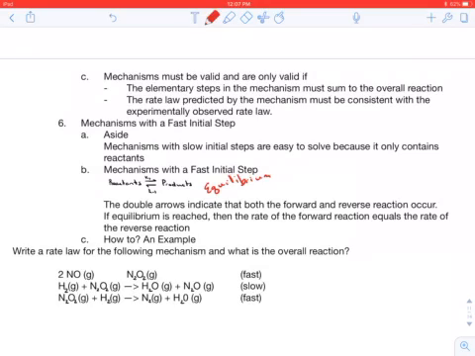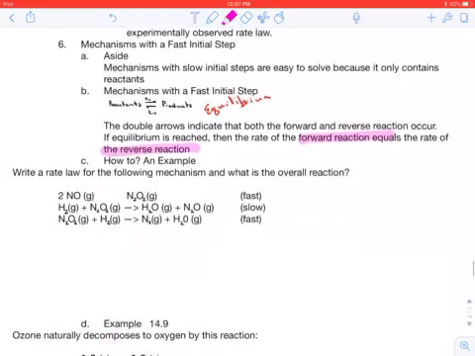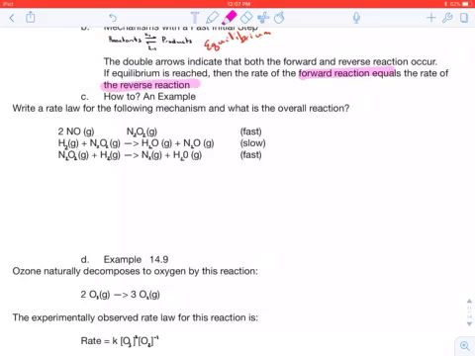And so then when we have equilibrium reached, the rate of the forward and the rate of the reverse are equal to each other. So we're assuming that we have an equilibrium, which is where the forward equals the reverse. So let's take a look at that. We're supposed to write a rate law for the following mechanism, and what is the overall reaction?